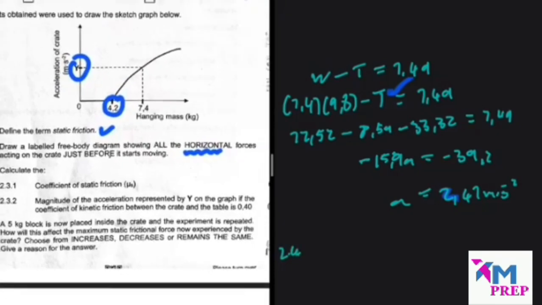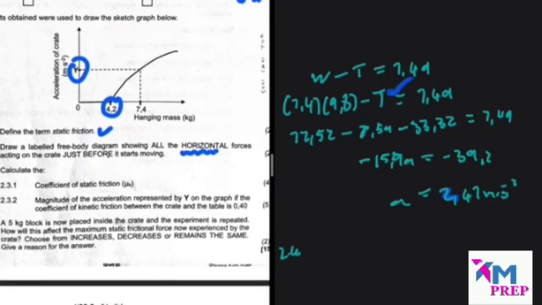A 5 kg block is now placed inside the crate and the experiment is repeated. How will this affect the maximum static frictional force now experienced by the crate? Choose from increases, decreases, or remains the same. Give a reason for your answer. So what is your answer to 2.4? And why are you saying so? Apart from that, let me know which question you want me to do next.